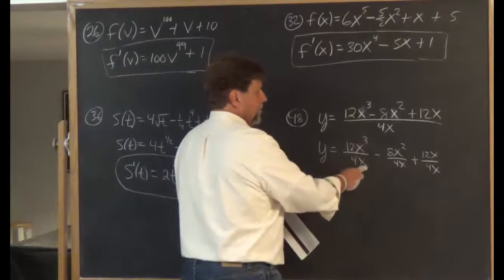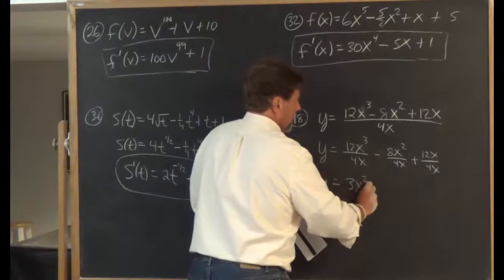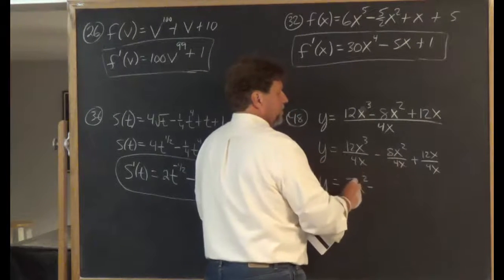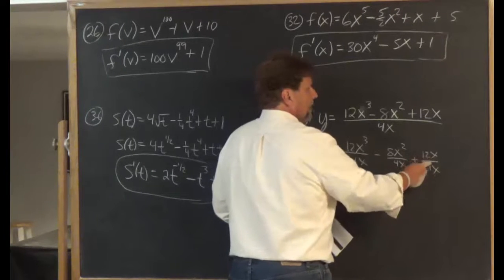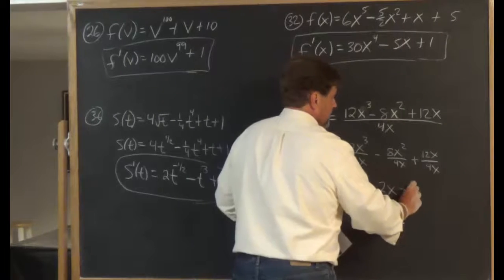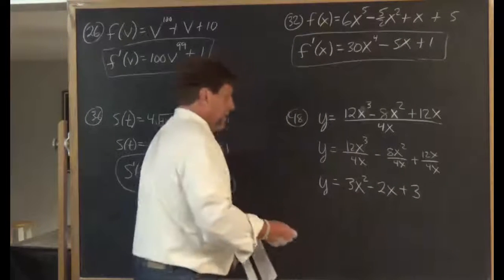12x cubed over 4x. That simplifies to a 3x squared. 8x squared over 4x. That simplifies to a 2x. And then 12x over 4x simplifies to 3. So now it should be very friendly to get the derivative.